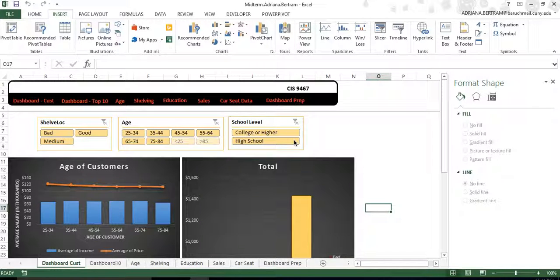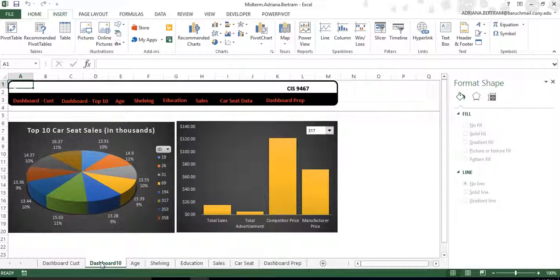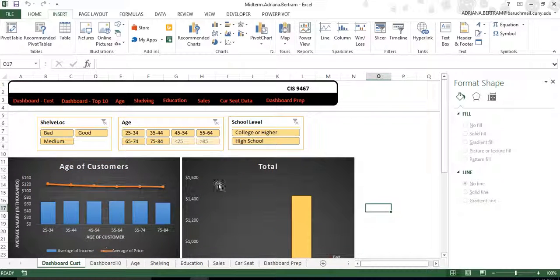Hi, my name is Adriana, and for my Excel midterm project, I'm going to describe how I created these two dashboards pertaining to the sales of car seats. I'm just going to give a quick overview of how my dashboard looks, and then I'm going to go into how I created it.